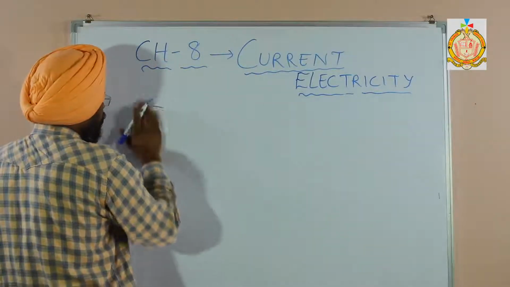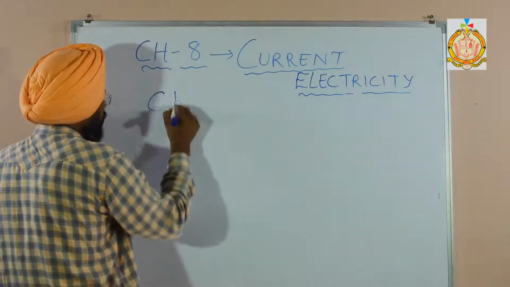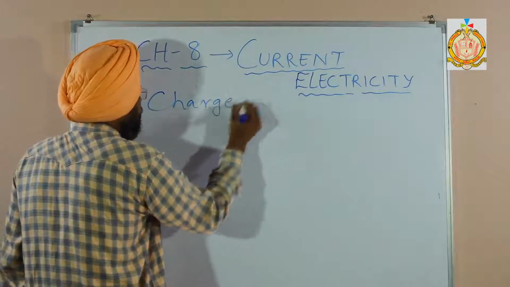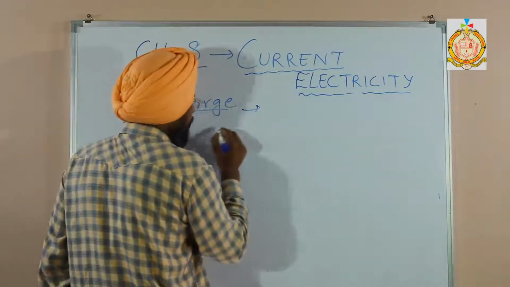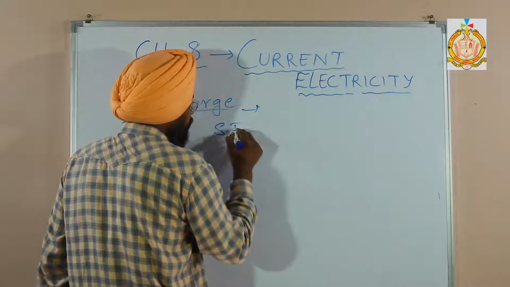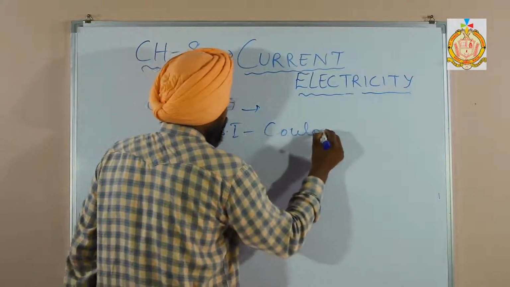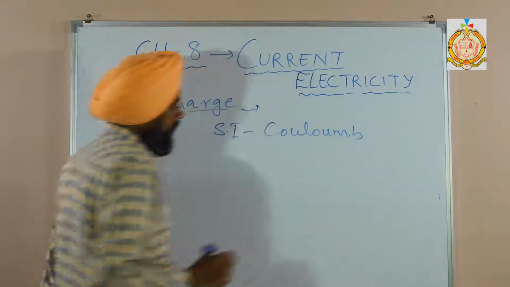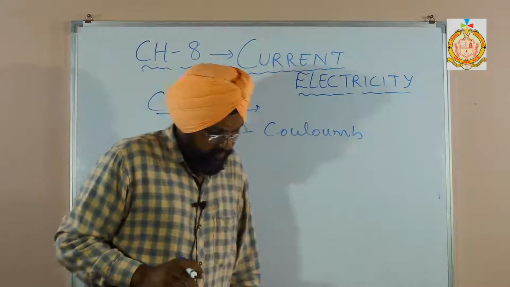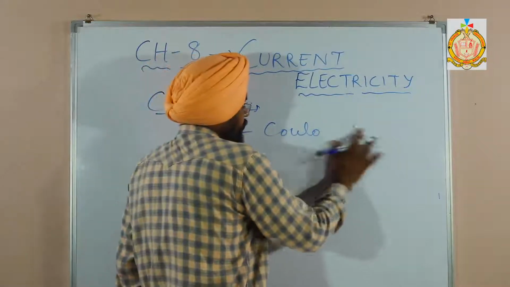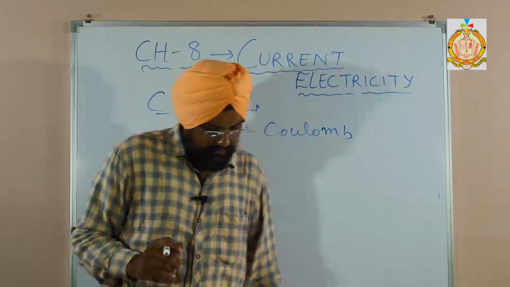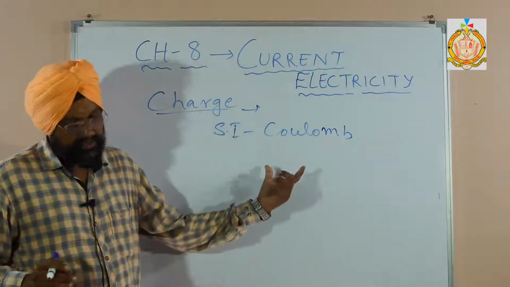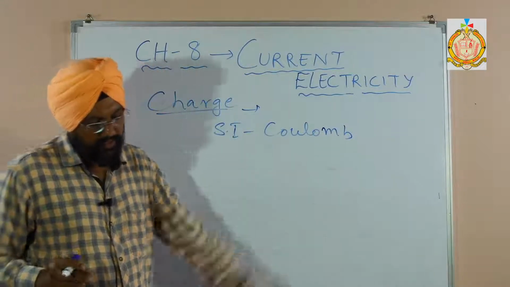First of all, it depends upon the charge. The current is made up of charge. So for charge, the SI unit is coulomb, with symbol C. There are also the smaller millicoulomb and microcoulomb.